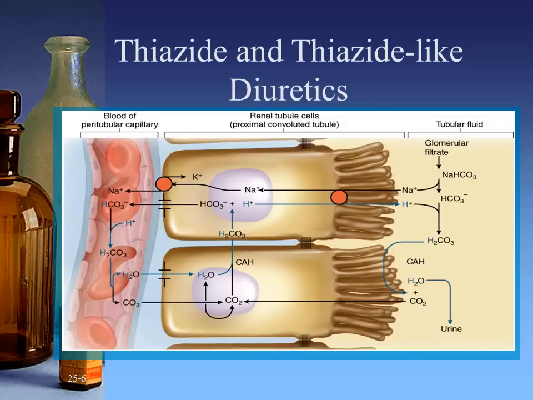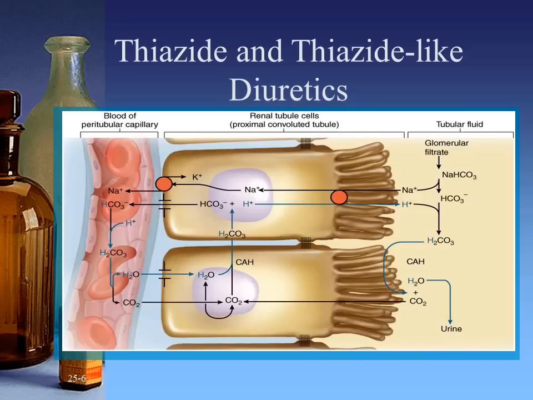Now, if we go and start looking at that second category of diuretics that we talked about, they are thiazide and thiazide-like diuretics. For my purposes, you don't need to know the difference between thiazide and thiazide-like. Just remember that category of thiazide diuretics. Now, these diuretics are by far the biggest group of diuretics that we use in our clinical settings.